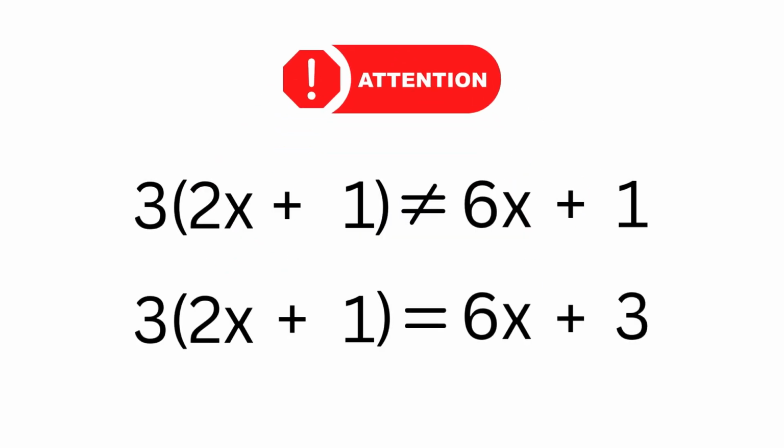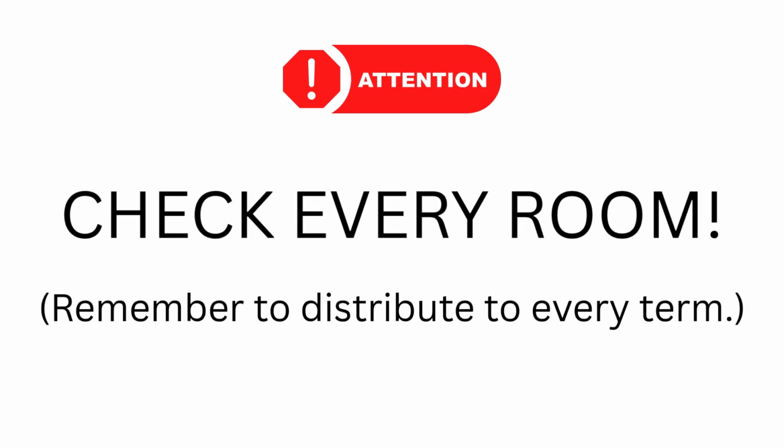The number one mistake that would happen here, writing 6x plus 1. That security guard inspected the first room but completely forgot to check the second room. Always double check that the outside number hits every single term inside before dropping those parentheses.